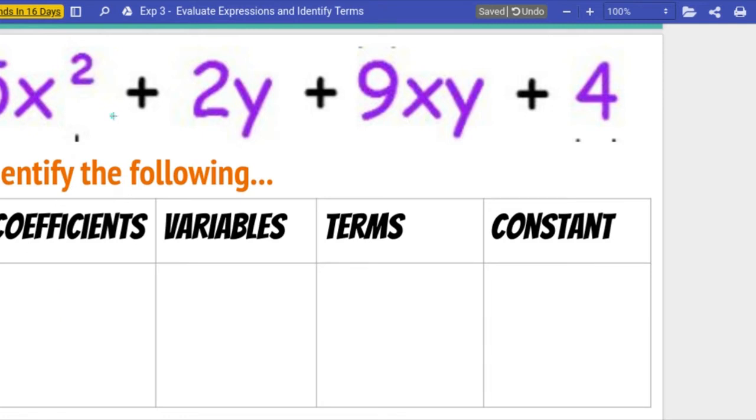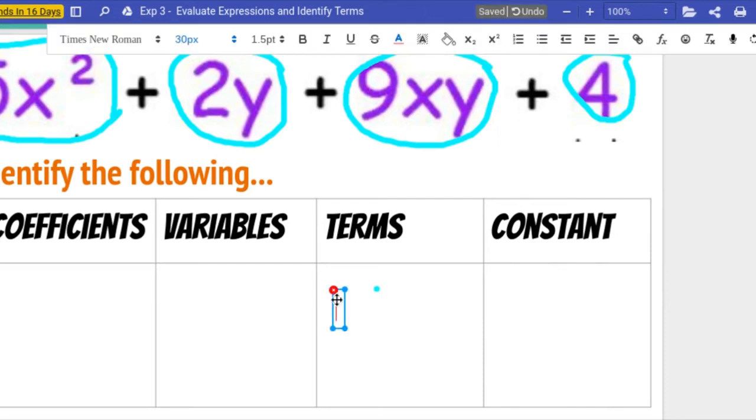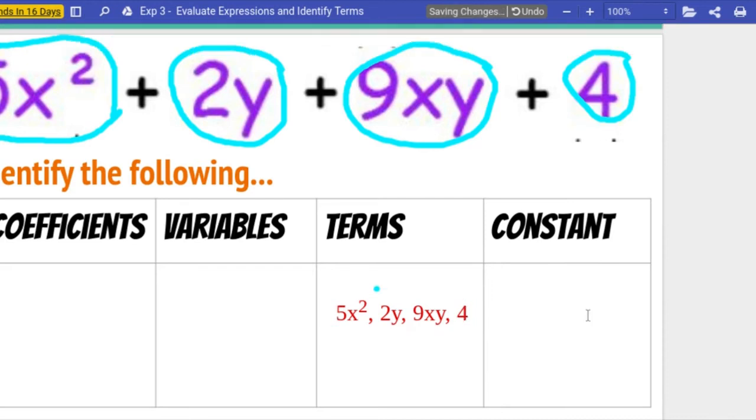Okay, so first of all, I'm going to identify the terms, which are those separate word parts, if we're looking at it as a sentence, which are separated by addition and subtraction symbols. So this one has actually 4 terms in it. So as I type in that box, we should have 5x squared as the first term. And then we have 2y as a term, and 9xy as a term, and 4 are my terms there.